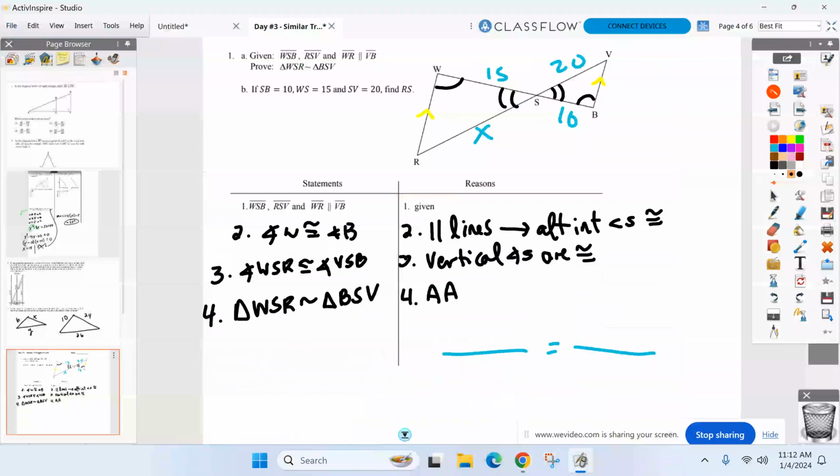WS. WS is 15. Okay. I need somebody to tell me what the 15 matches up with. I've got to make sure you guys have this ability. What does WS match up with in the other triangle? WS matches up with, yep.